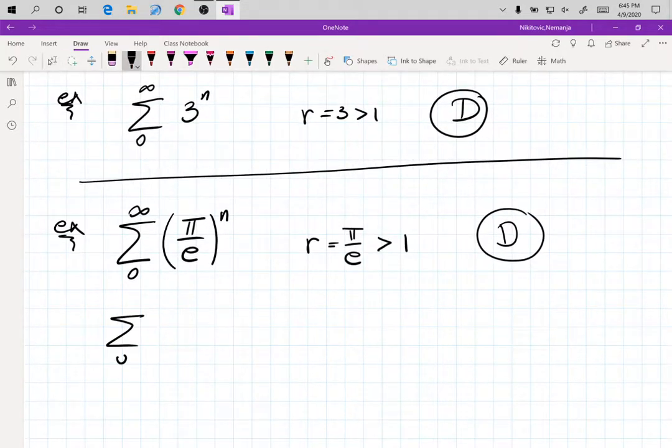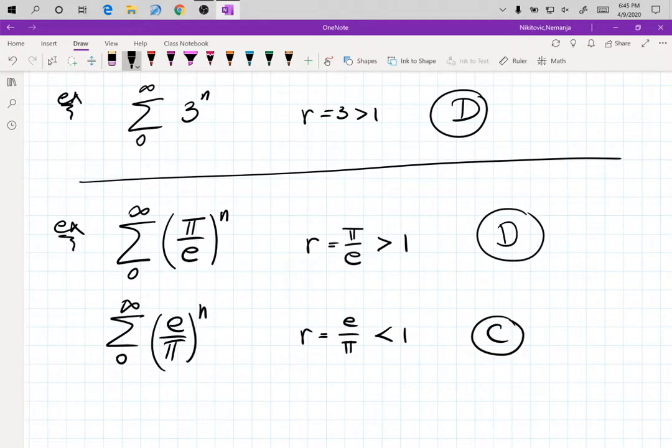On the flip side, 0 to infinity of e over pi to the n. R is e over pi. Now that's less than 1, convergence.